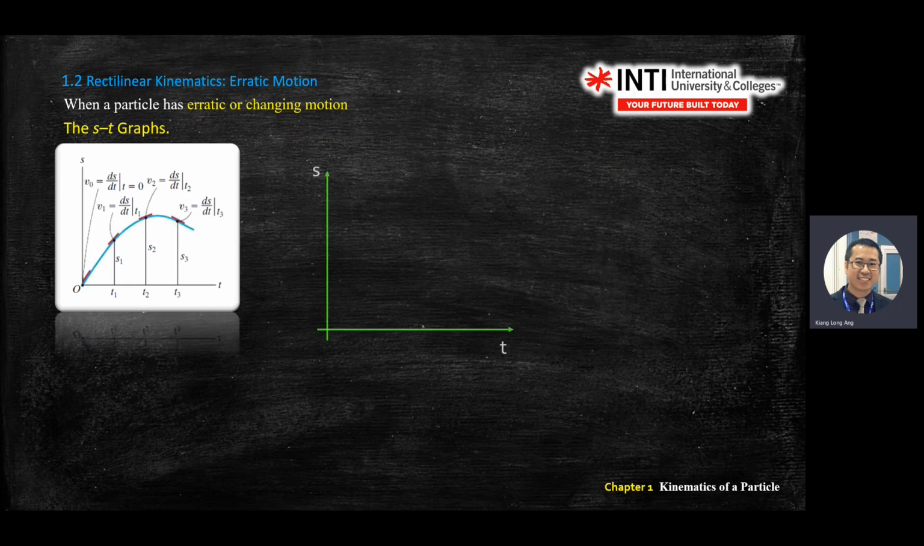So we look at the S versus T graph. Normally the question will give you a certain behavior. They tell you one particle moves up or moves down, and then you accelerate and so on. Then you need to convert the statement into graph form. First you draw S versus T, and then you plot the graph.